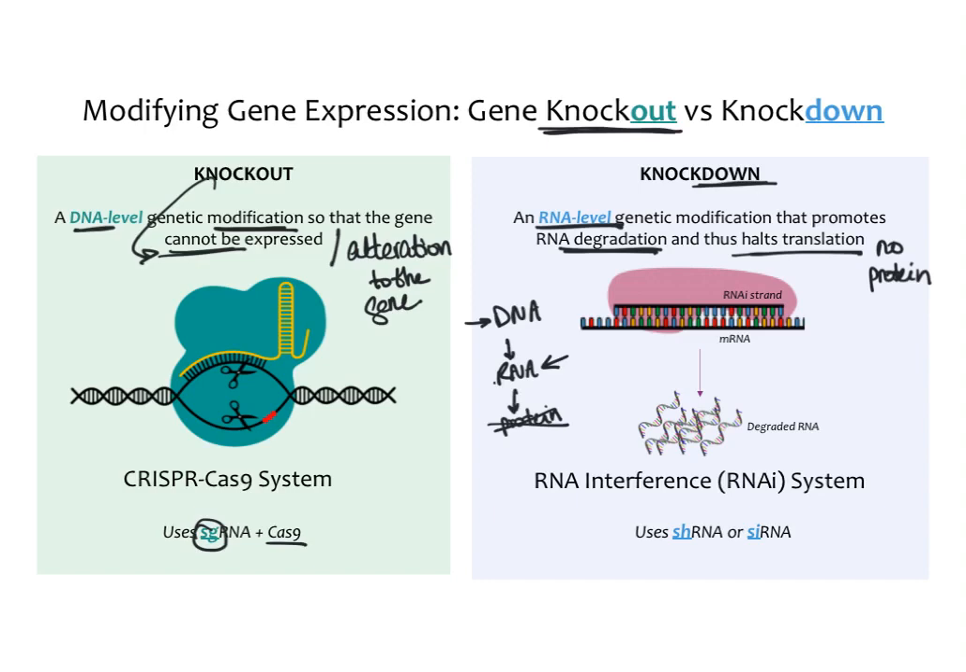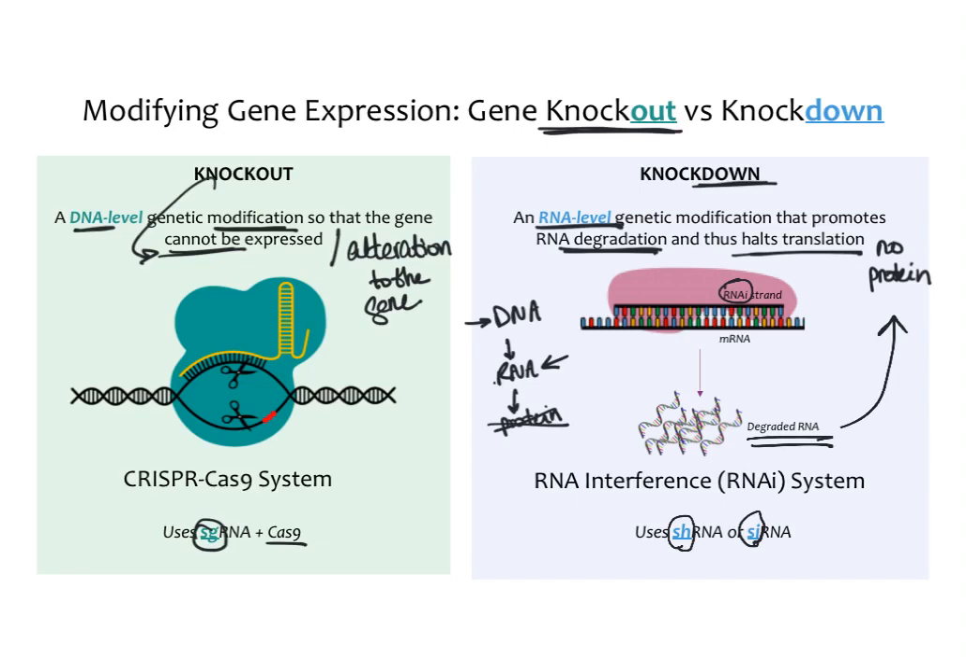So here you can see that you have an RNAi, which is an interference RNA that you've put in. It interacts with your mRNA and it results in degraded RNA, so that again you get no protein. And this uses either shRNA or siRNA. So it's really important to keep these straight, so you know which is which.